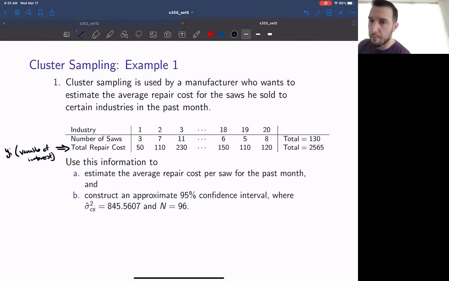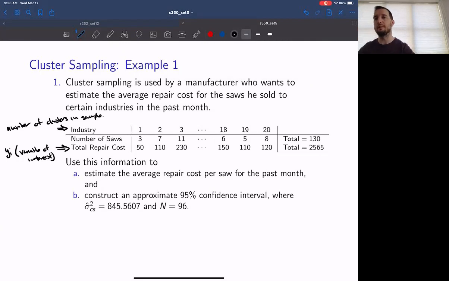Right, and then we'll have industry. So the industries here are going to be the number of clusters in the sample. Okay, so the industry is going to be the little n. So we've randomly selected 20 clusters from capital N clusters that this person has actually sold saws to, which in part B we can see is 96.